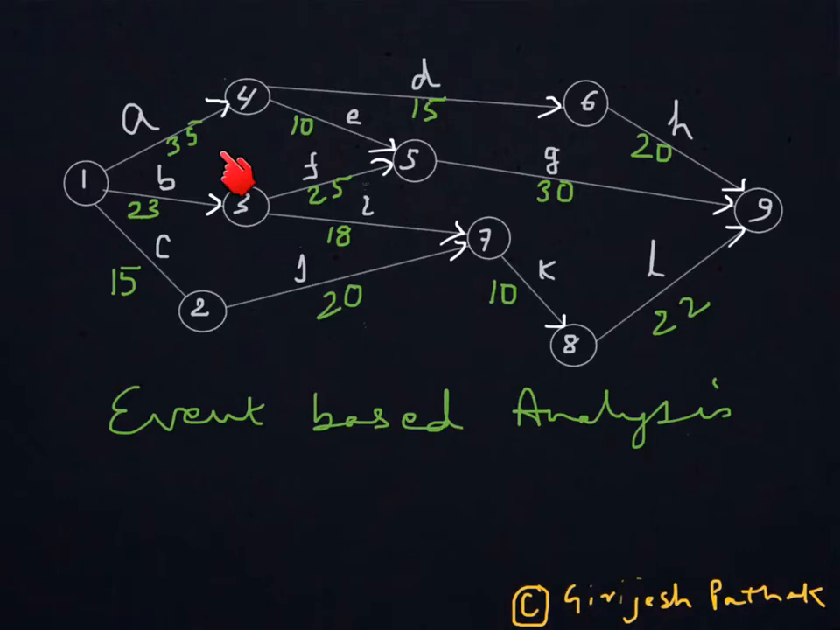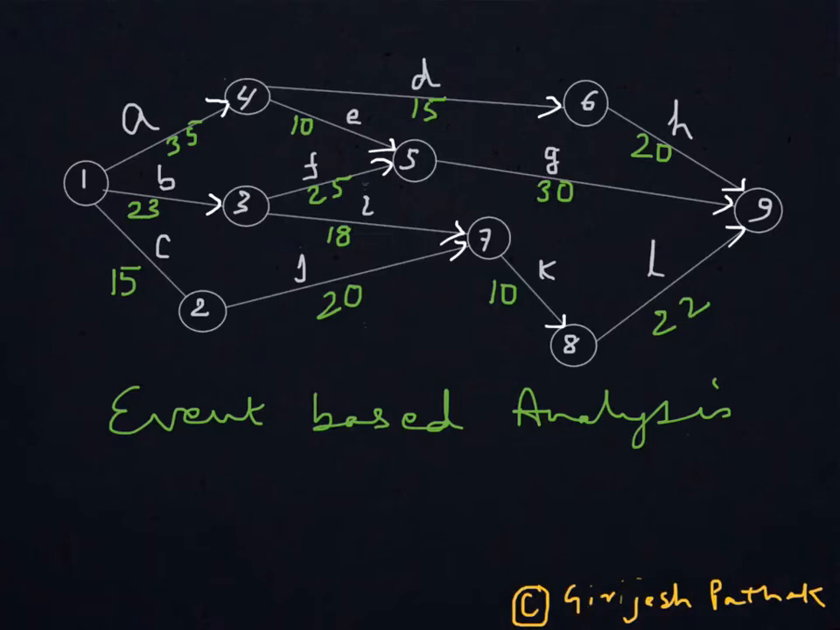Activities are shown on arrows, and below each arrow you can see some numbers written. They are the activity times. So for event-based analysis, first, all the nodes, 1, 2, 3, 4, 5, 6, 7, 8, 9, are events because they indicate completion of some activity, and some activity may be ready to start. For example, if we take event or node number 5, this is an event which indicates that activities E and F are over and G is ready to start.